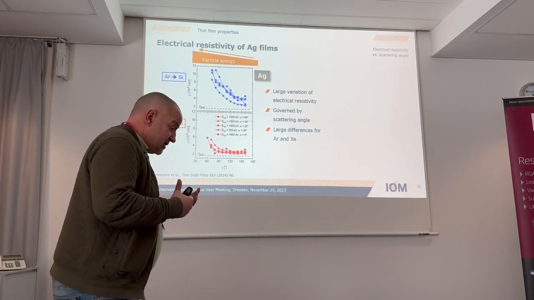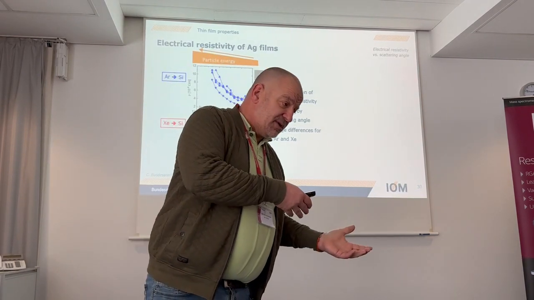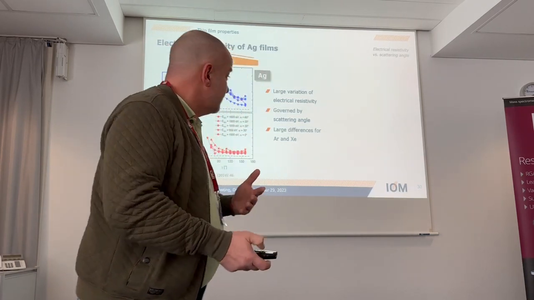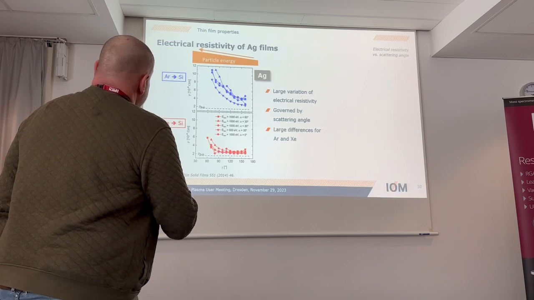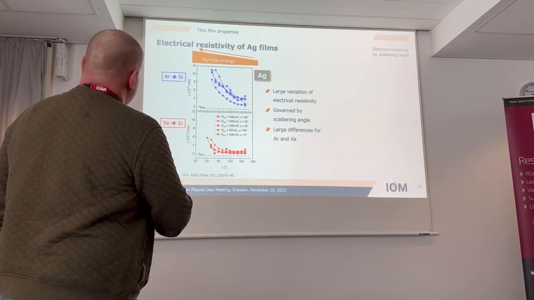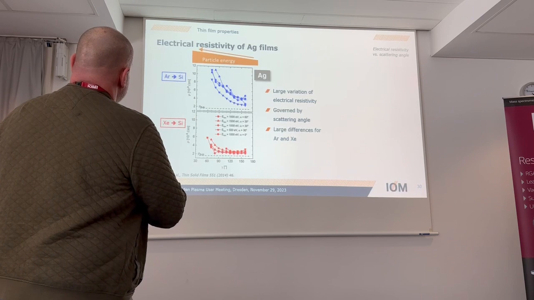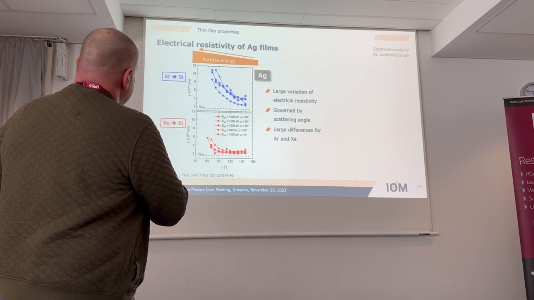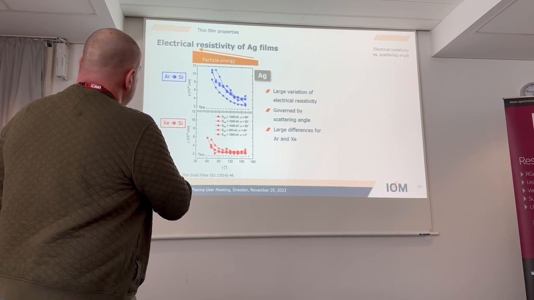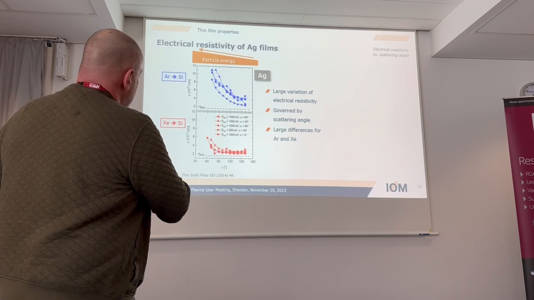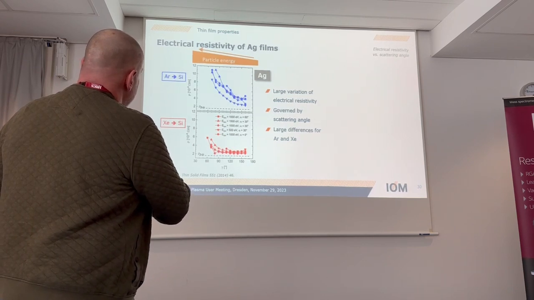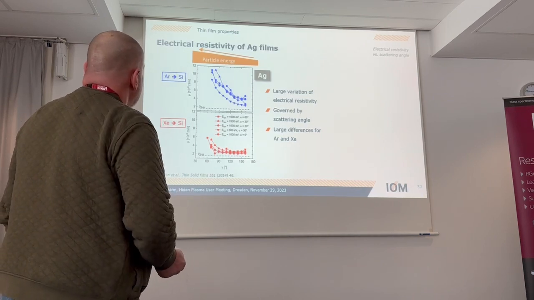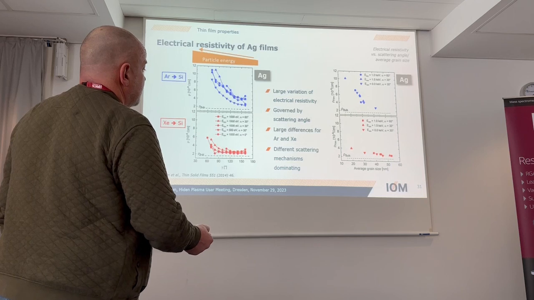I told you there's a huge difference between sputtering with argon and xenon. So for argon you have high energy peaks which are missing for xenon. And here you have a totally different picture if you use argon or xenon. So for xenon, the electrical resistivity is much lower. The shape is almost the same, independent of the parameters you are using. It's basically also driven by the scattering angle. This is much different. And this is also reflected in the average grain size.